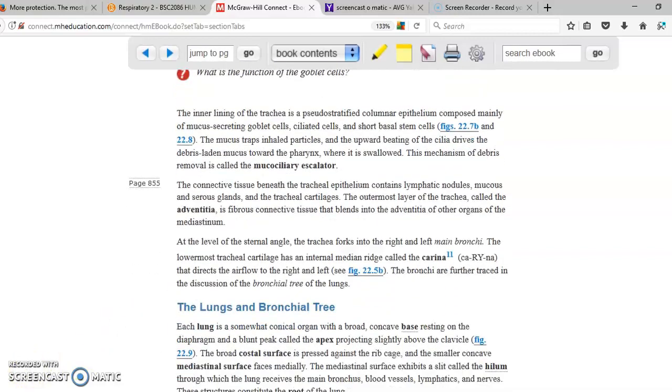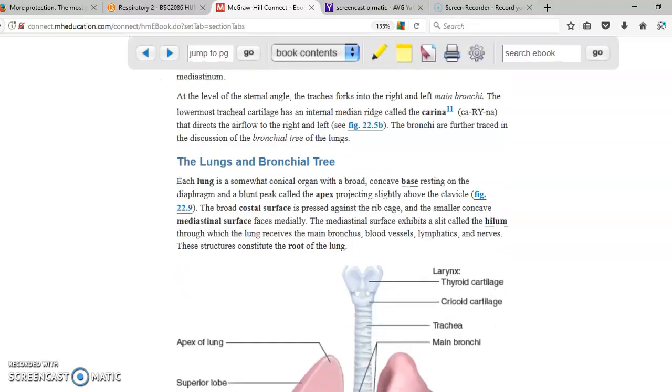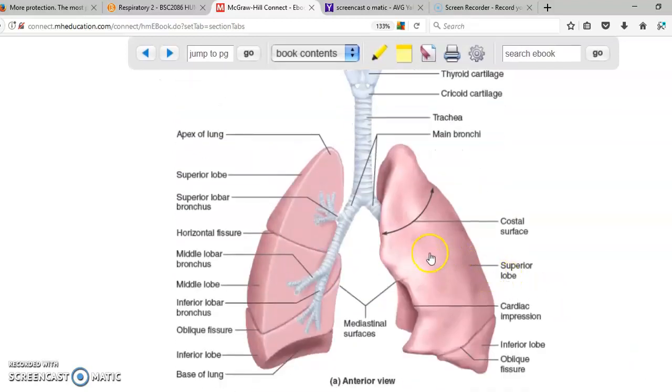Okay, let's keep scrolling down, and we get to the lungs and the bronchial tree. Right here, you can see that we have 2 lungs, the left lung and the right lung. The right lung has 2 lobes, you see 1 and 2, and the other one has 3, 1, 2, and 3. The main branches are going to be called main bronchi. The branches after that are going to be called secondary bronchi. And then after that, tertiary bronchi, bronchioles, and at the end, you're going to have the alveoli.